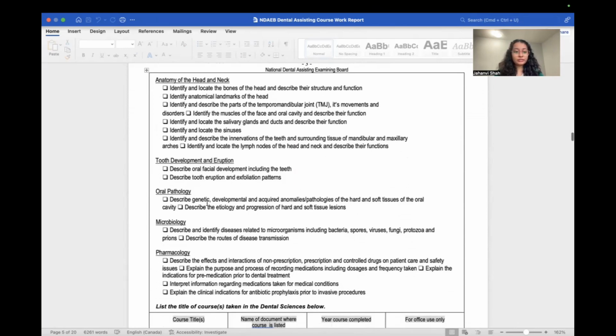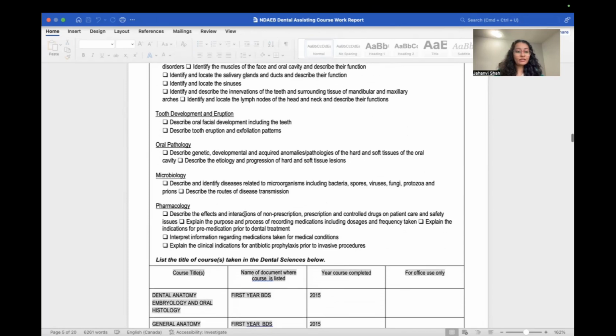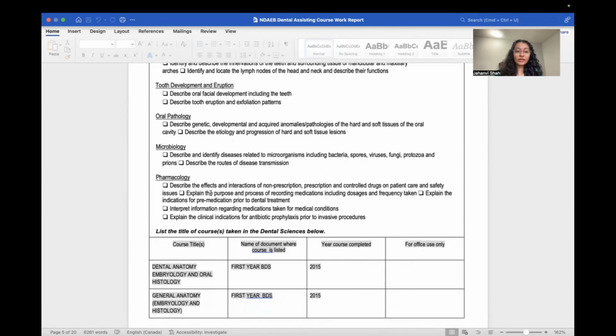Oral pathology, describing the genetic, developmental, and acquired anomalies, describing tooth eruption and exfoliation patterns. Microbiology, which discusses microorganisms in the oral cavity. And pharmacology, where it asks about non-prescription, prescription, controlled drugs, and everything.